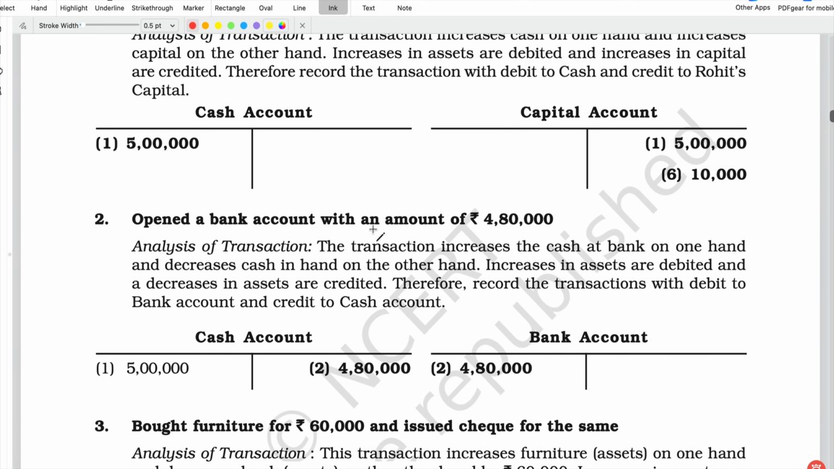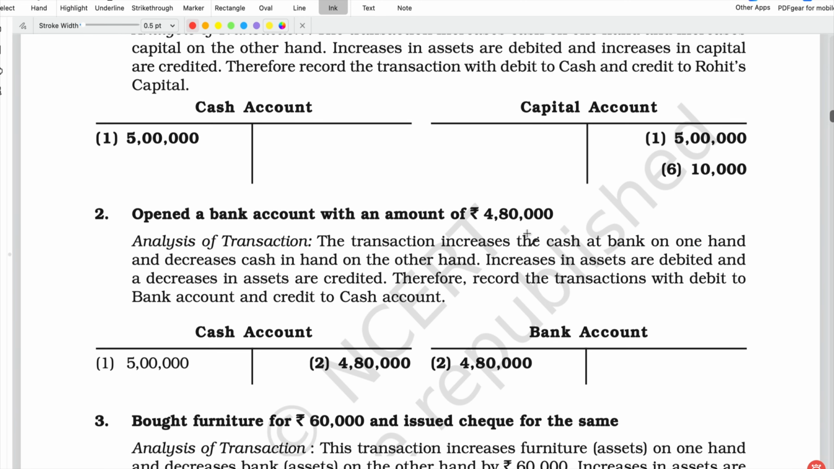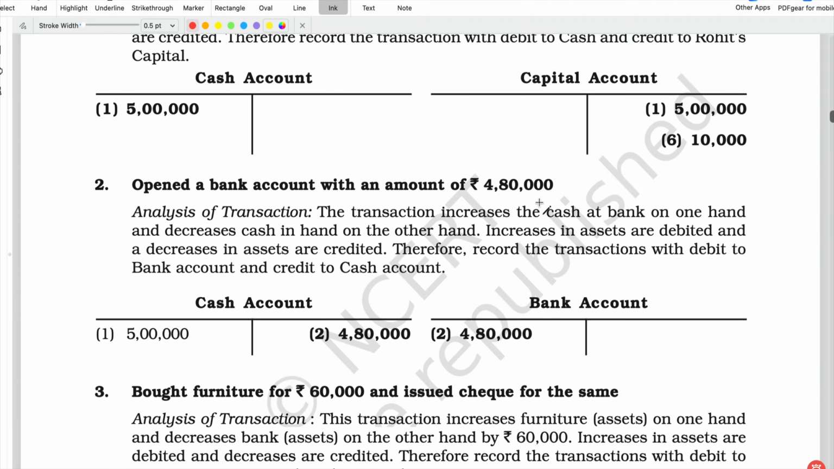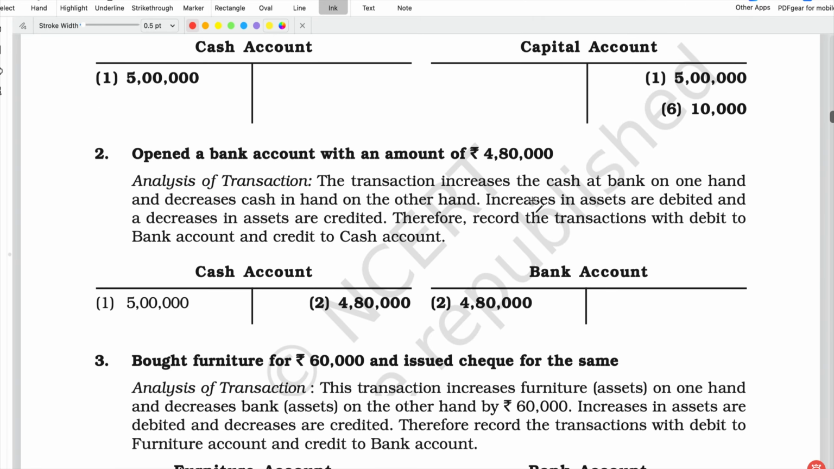Now opened a bank account with the amount of 4,80,000. So what he is doing, whatever cash has come into the business, of which he is taking 4,80,000 and he is depositing it in the bank, right? Now what is happening? Cash is going out of the business. Okay, so there is a decrease in the asset. So that is credited. That's why it's been put on the right hand side. Now on the other side, what is happening? That money is being deposited in the bank account.